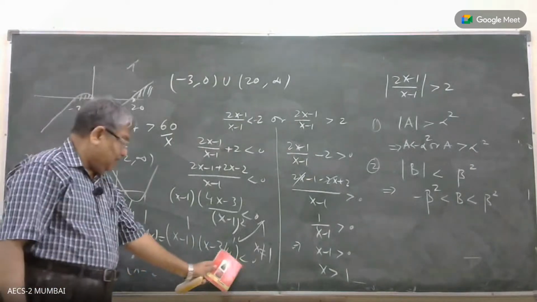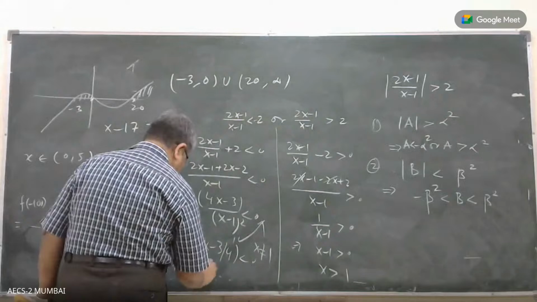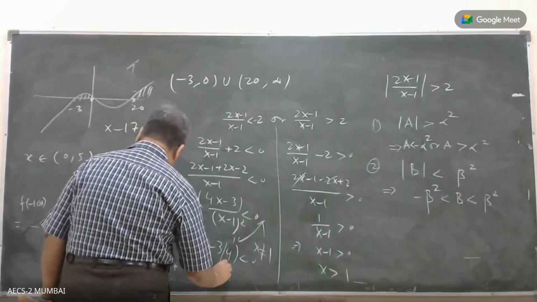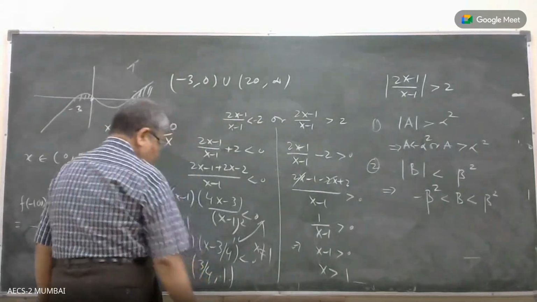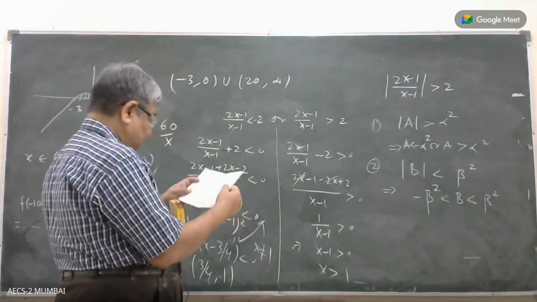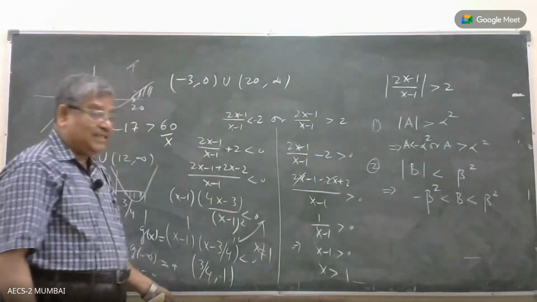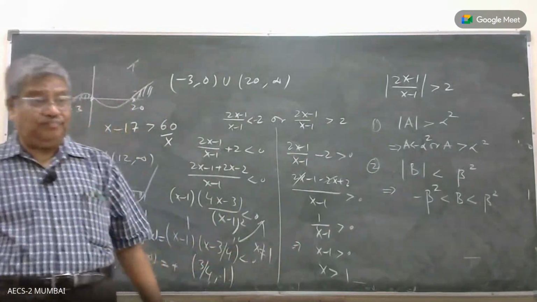Correct? So what will happen? We will see where it is negative, so it is negative here. So the answer is 3 by 4 to 1, and this is 1 to 1. Now let us see this. So the answer is the union of these two.